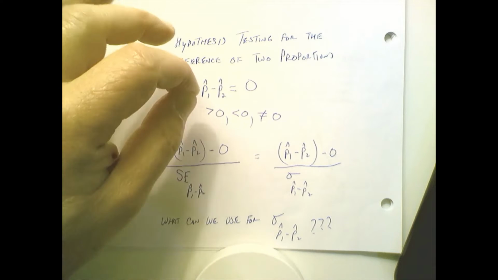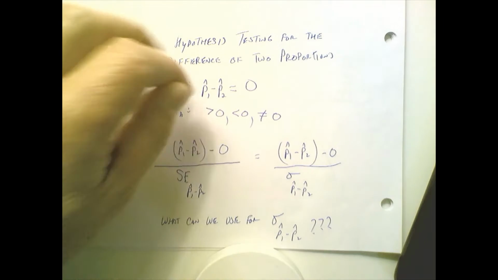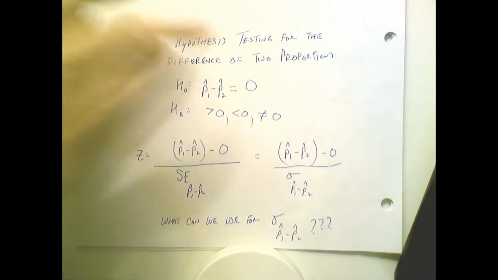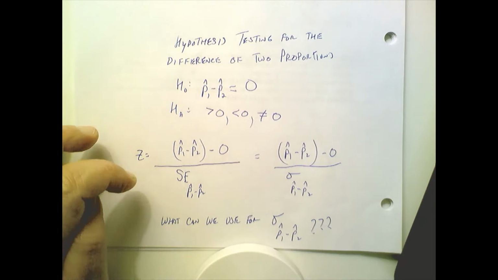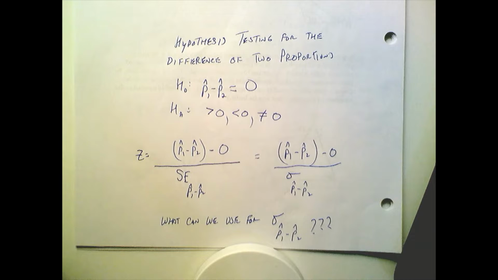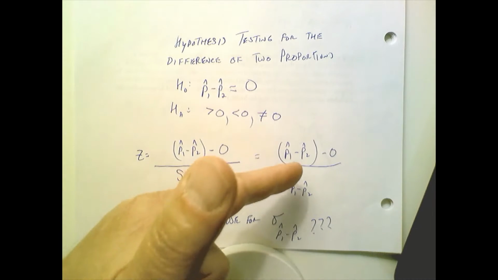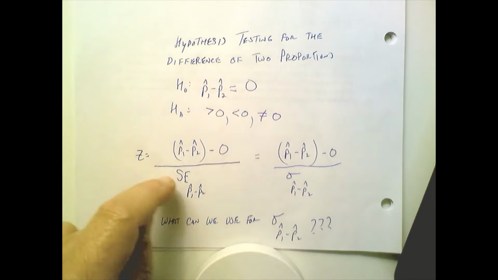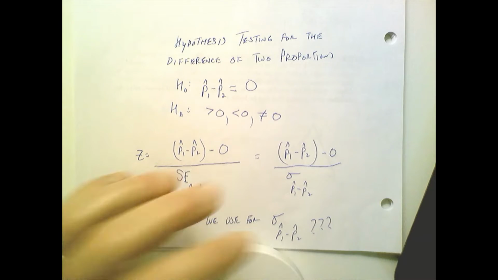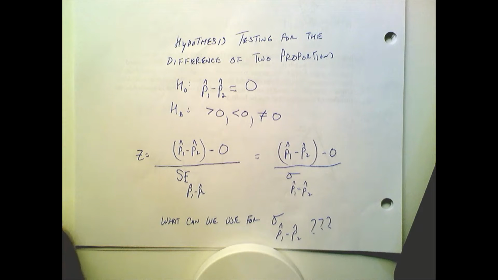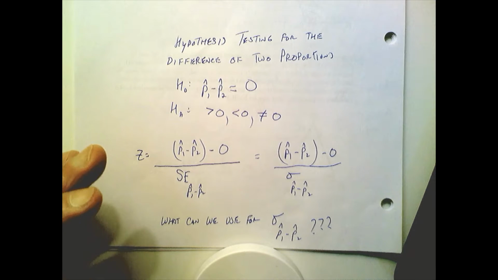It's going to be the difference in the two proportions minus the hypothesized value from the null hypothesis for the difference of the proportions, which is basically, hey, they're the same. The difference is 0. And then we're going to divide by the standard error of p̂₁ minus p̂₂. It'll look very much like this. And again, I just wrote standard deviation instead of standard error.